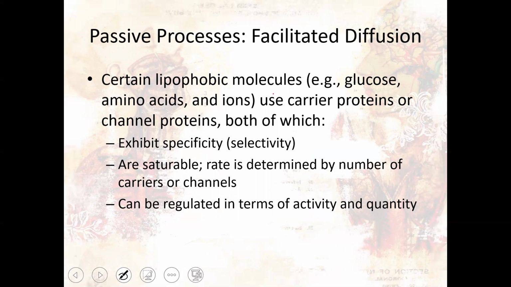The rules here are very specific. They don't just let anything in, they let one thing in. Also, they can be saturated, which means how quickly something moves in or out of the cell is determined by how many of those proteins are in the cell membrane. And you can regulate those. The cell will regulate how many proteins are in the membrane and what they're doing.